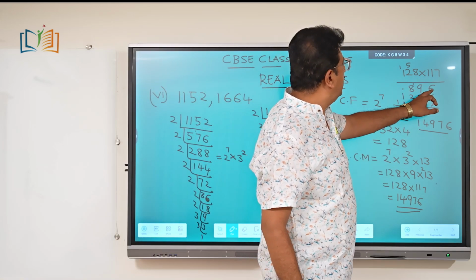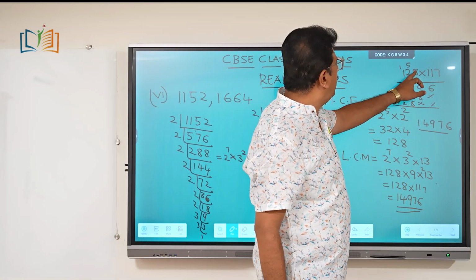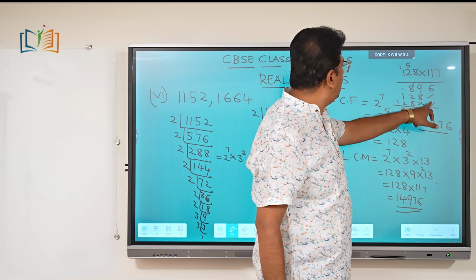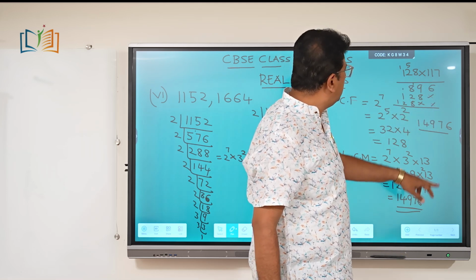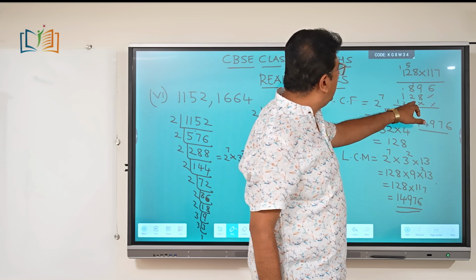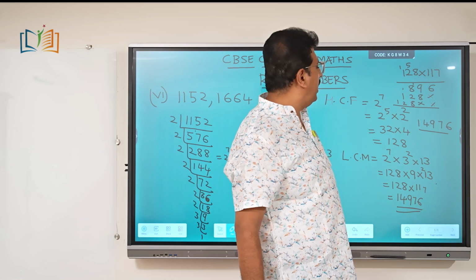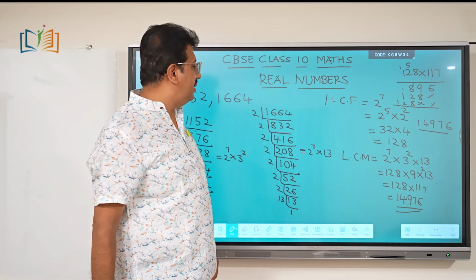7 8s are 56. 7 2s are 14. 14 plus 5, 19. 7 1s are 8. And 8 and 6 will come here. 9 plus 8. 8, 9, 10, 11. 11 plus 8. 2, 3, 4. 14976. So that should be the LCM for this.